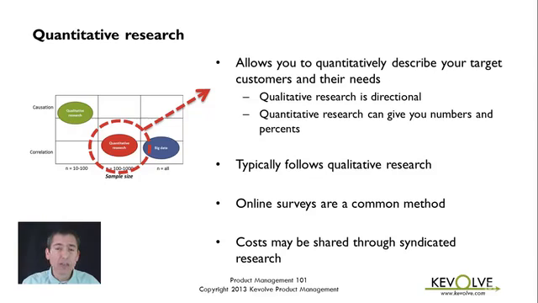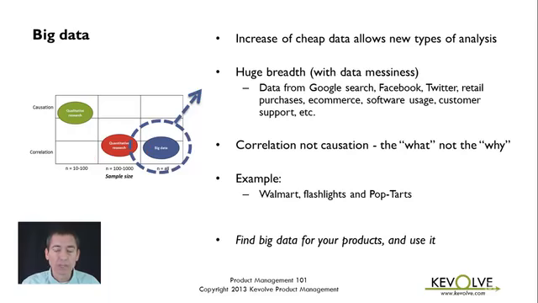Quantitative research allows you to do numbers and percents and projections on the market. Typically, quantitative research follows qualitative research. Qualitative research gives you an understanding of the market. You now can speak the customer's language, and you can use that to help guide your survey development in quantitative research. Online surveys are a common method, and sometimes these surveys can be inexpensive. Sometimes they can be very expensive, and syndicated research through an industry analyst can sometimes help defray the cost, since they're selling their results to a number of companies. All right, that's quantitative research.